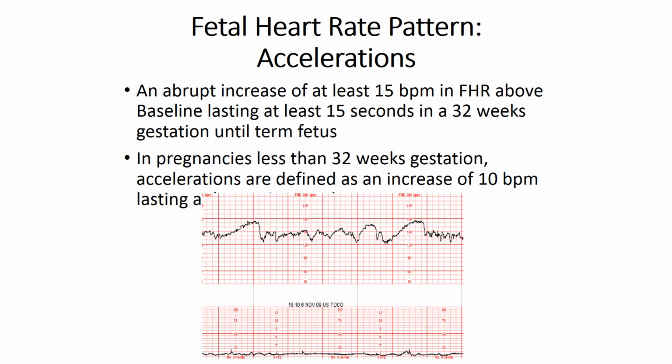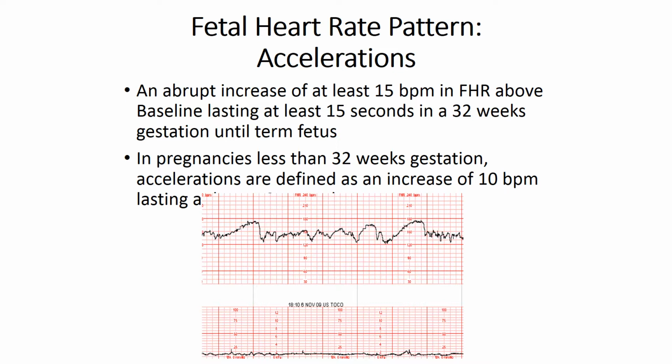And this one lasts about 60 seconds, 50 to 60 seconds. And it goes above the baseline for about 10, 20, 30, about 40 seconds. So that's fantastic. So this would be a healthy sign. This tells us that the baby has great oxygen stores and everything looks terrific.